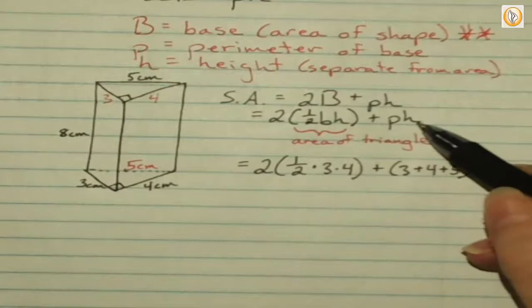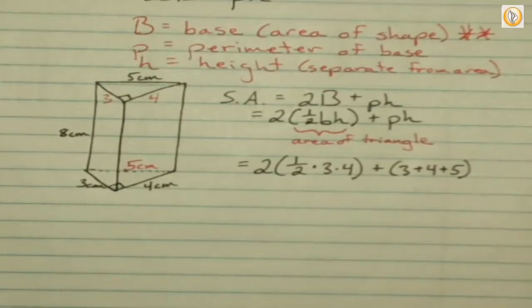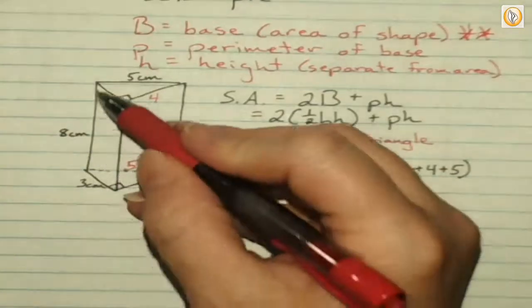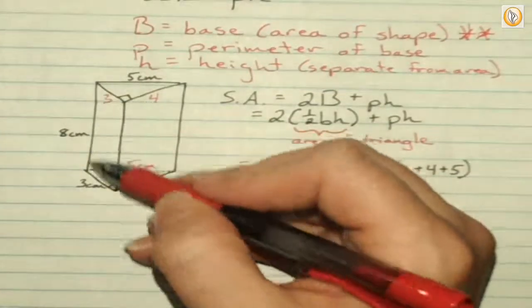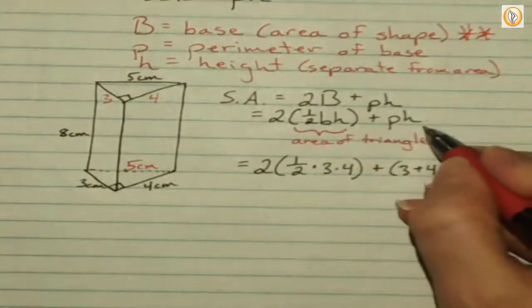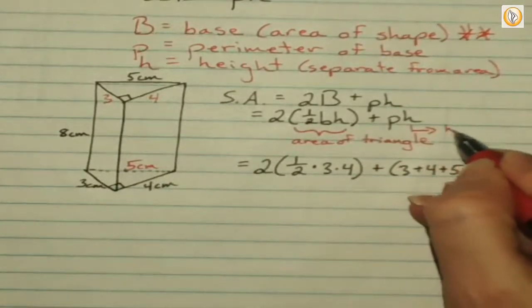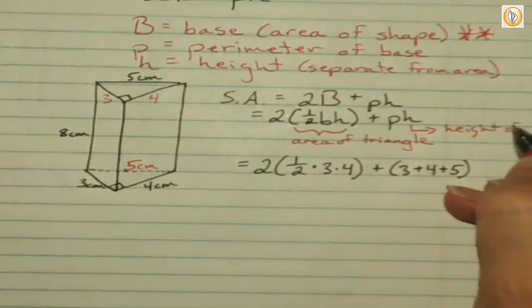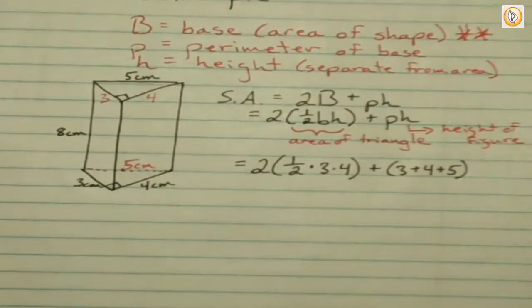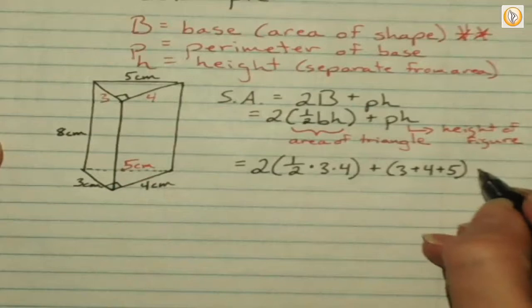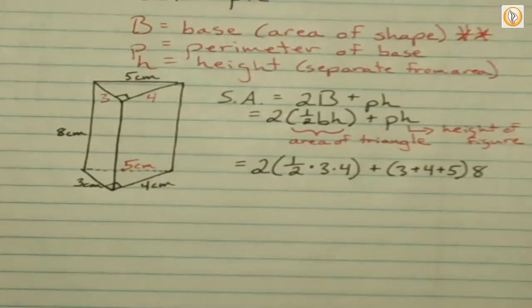Okay, now the next thing is height. The height is going to be 8 because we're talking about the height of the entire figure. Height of figure. So the height here is 8. So we're going to multiply it by 8. Now, take a seat back, and try to take it all in. So 3, 4 right here next to the 1/2, that's the base and the height of this triangle.